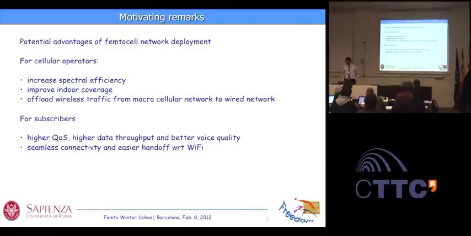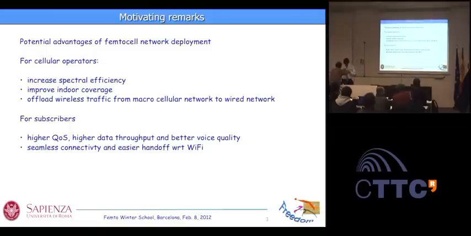In particular for the operators, introducing femtocells is a way to increase spectral efficiency. There is some recent work showing that the percentage of increase of efficiency due to the deployment of small cells, femtocells, and so on, is much greater than what you would get just enlarging the bandwidth. So you can get a big advantage in using these small cells or femtocells rather than just enlarging the bandwidth.